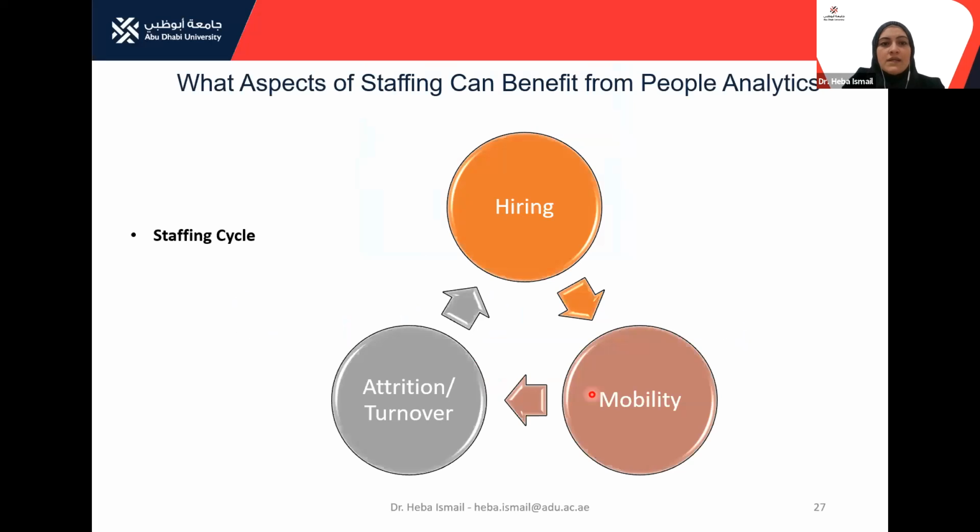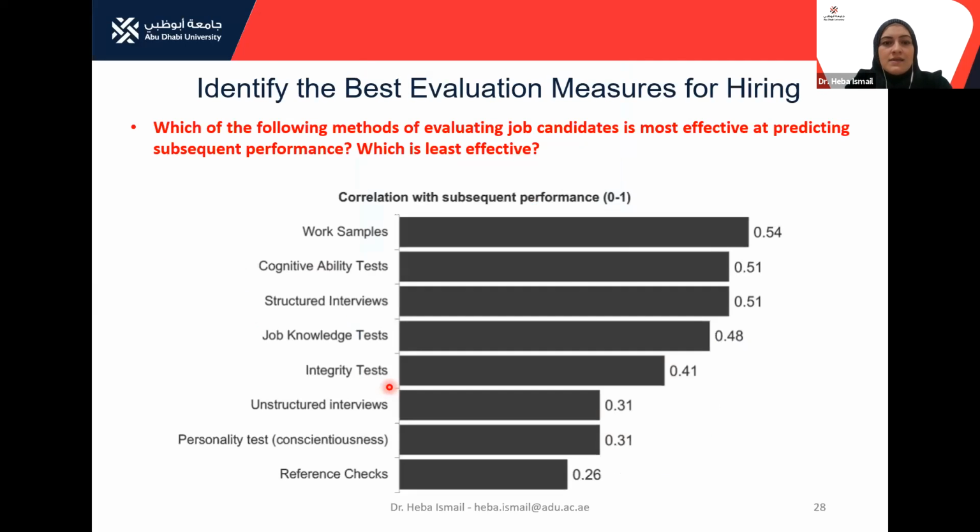So, what aspects of staffing can benefit from people analytics? Basically, everything related to the staffing cycle, starting, as I said, from hiring, and then internal mobility, moving employees from one role to the other, and then addressing attrition and turnover. Let's tackle each one of these. Starting with hiring, which of the following methods of evaluating job candidates is most effective at predicting subsequent performance?